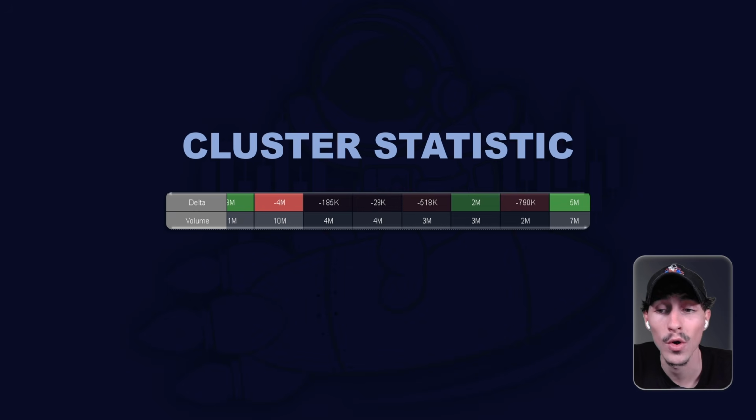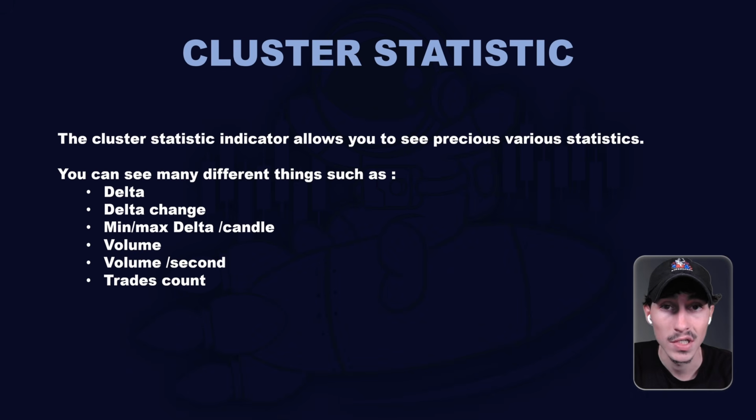Let's move now into the next one, cluster statistic. The cluster statistic indicator allows you to see precious and various statistics. You can see many different things, such as the delta change, minimum or maximum delta per candle, the volume per candle, the volume per second into the candle, the trade counts, and many more.